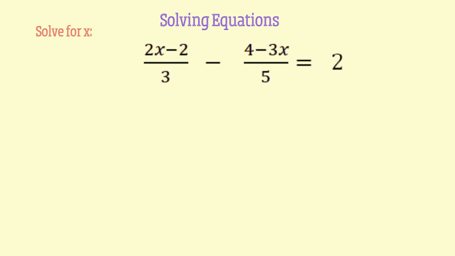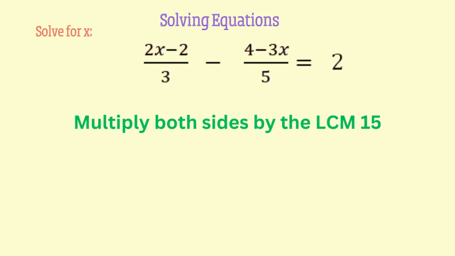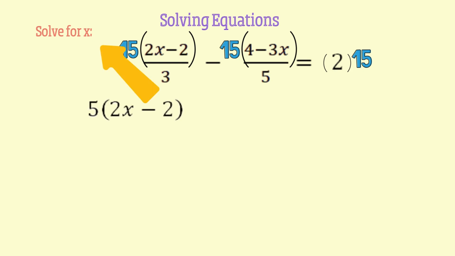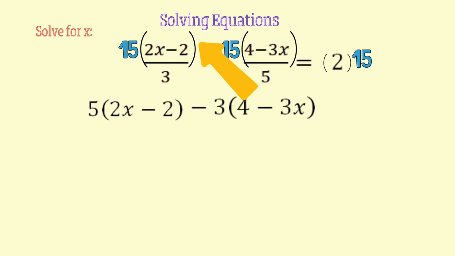Once again, we have an equation that contains fractions. We first need to get rid of the fractions by multiplying each term on both sides by the LCM. For 3 and 5, the LCM is 15. Let's multiply both sides by 15. So 15 times 2x minus 2 over 3, 15 times 4 minus 3x over 5, and 15 times 2. Don't forget your brackets. We will now get rid of the fractions. So 3 into 15 is 5, 5 into 15 is 3, and 15 times 2 is 30.